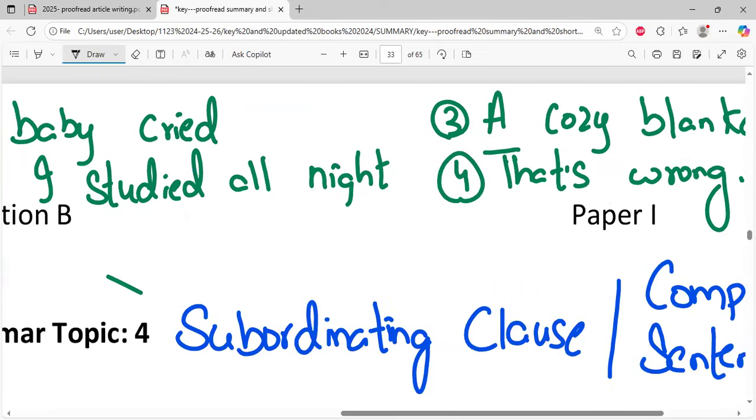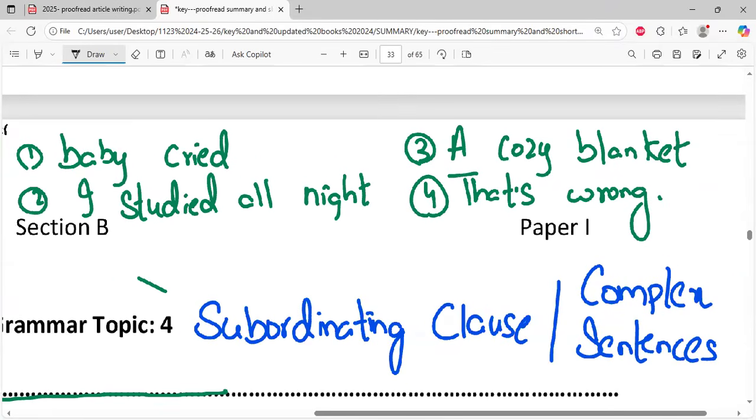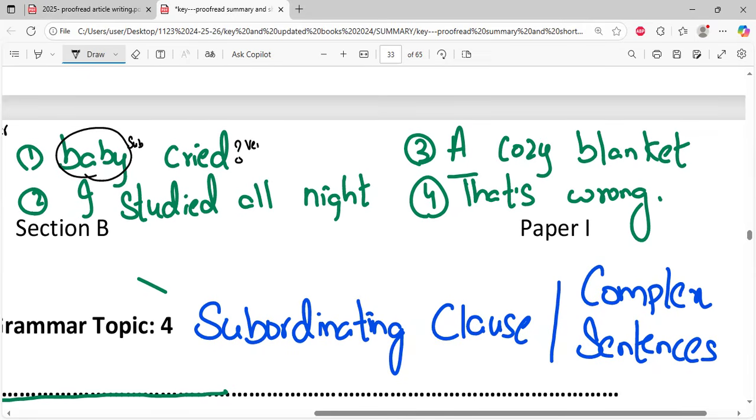So let me show you a few groups of words. Let's look at these four groups of words: the baby cried, I studied all night, a cozy blanket, and that's wrong. These are four strings. All of these four strings have certain words, but not all of these are clauses. Where do we find subject and verb? Let's find it out. Who cried? The baby cried. So the baby becomes the subject. And what action did the baby do? Cried becomes the verb.